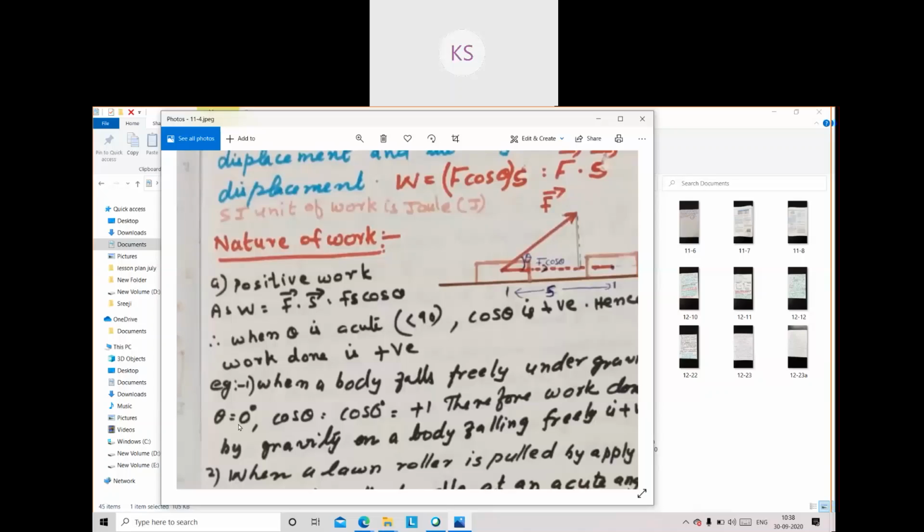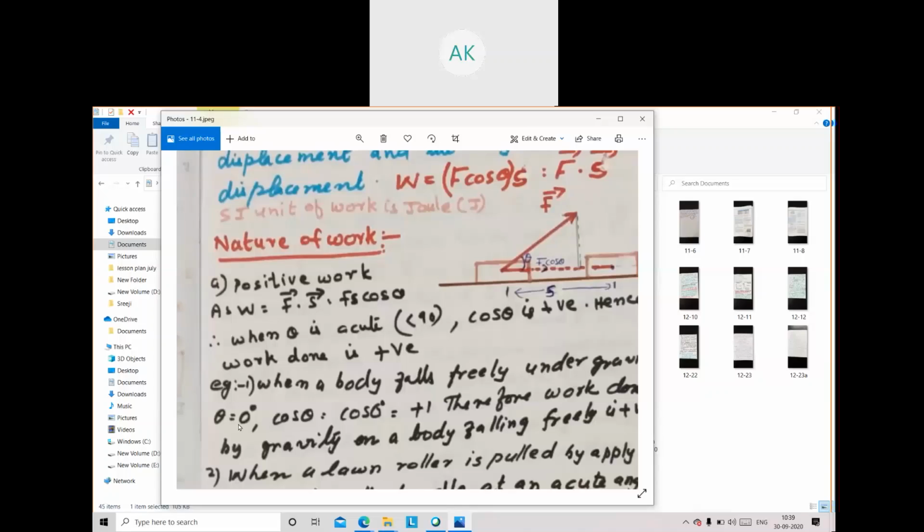Correct. Krishnasri, work done by me is positive, but work done by gravity is negative. Like that you have to tell. Gravitational force is downwards, but the body is moving upwards. Then work done by gravity is negative. But work done by me is positive. I have applied force upwards, and the body also moved upwards. So work done by me is positive, but work done by gravity is negative. Okay, that's the difference.